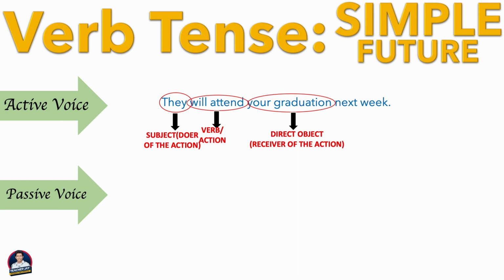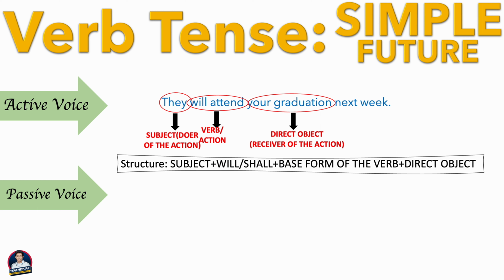As you can see in this example, the subject they performs the action will attend your graduation. And this example uses the structure subject plus will or shall, those are two modal verbs we may use for simple future tense, plus the base form of the verb attend, plus the direct object, your graduation. To change this into passive voice, the subject and the direct object will exchange their places. So this becomes, your graduation will be attended by them next week.